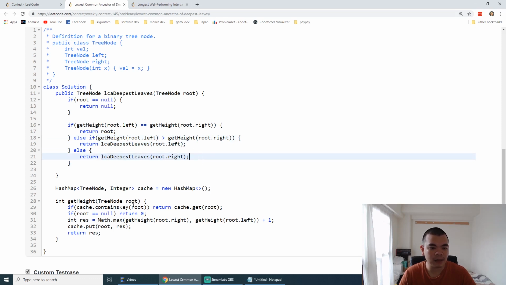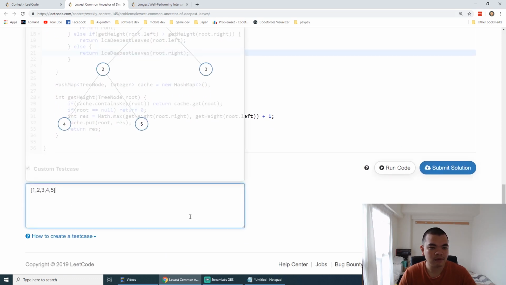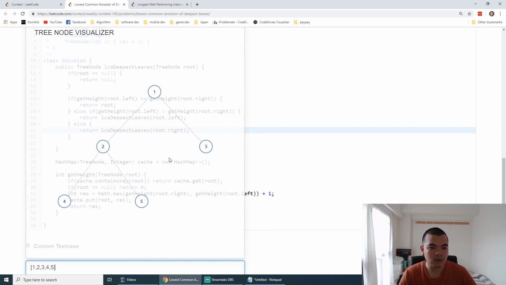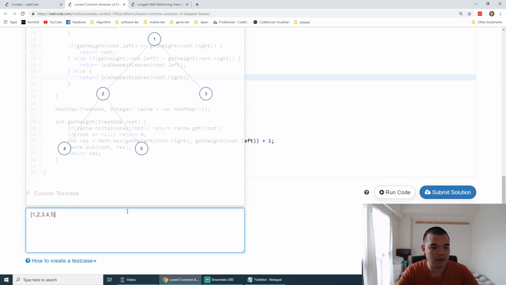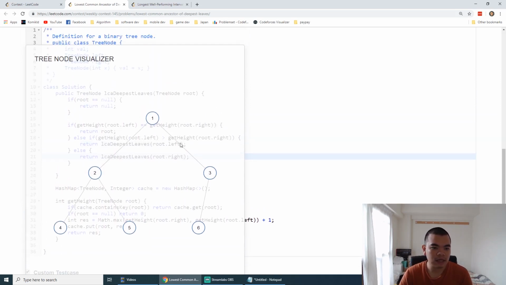We continue checking on the left, and same thing, if right is deeper, then we check on the right. But if the depth is the same, for example 1, 2, 3, 4, 5, and let's say we have a 6, right? As you can see, from the root node, the right child depth is 2 and the left child depth is also 2. Because both depths are the same, 1 must be the common ancestor. Otherwise we will go left or right.